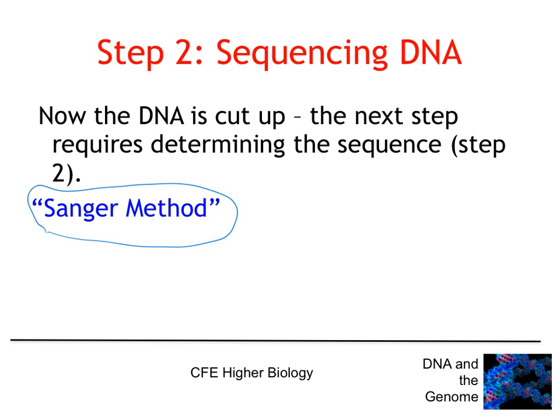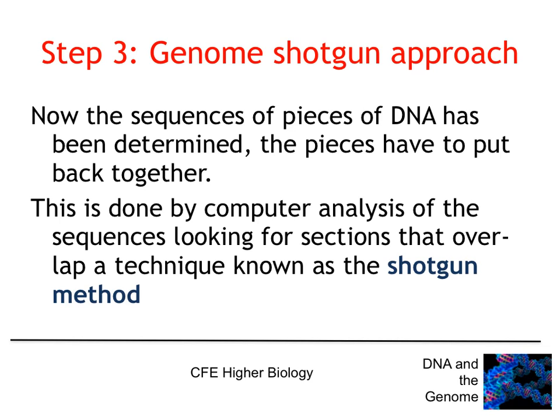So once they had worked out what the order was of these bases along each of these fragments, what was then required was the next step. You had these sequences of pieces of DNA. The pieces had to be put together, and they called this way of doing things the shotgun approach, because I suppose you were blasting the genome and then you were going to put it back together.